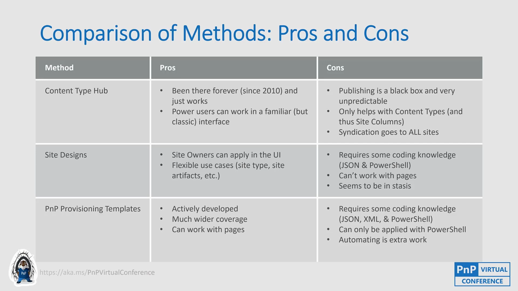Some of the downsides are it requires even more coding knowledge. So we can set up a JSON file that sort of drives how our exports from existing sites work, what sort of artifacts we want to export, which come out in the form of XML files. And then we need to run some PowerShell in order to apply the template to the sites that we want to have look and feel the same way. We can only apply PnP provisioning templates with PowerShell. There is no UI for them.